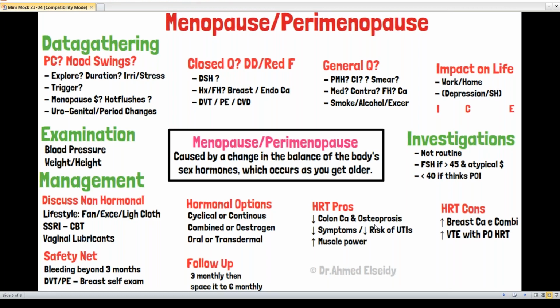So have a read about it. I'll print a leaflet for you, and we'll be happy to do whatever is suitable for you. Okay, if you prescribe HRT, you will safety net her. If she has any bleeding after 3 months, this is a red flag for cancer. You will arrange a follow-up, indeed, 3-monthly first.